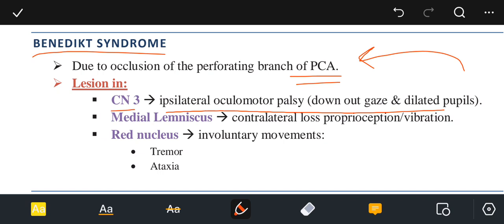On top of that, you know that most of the extraocular muscles are supplied by the cranial nerve 3, with an exception of superior oblique and the lateral rectus. So their action will predominate, and lateral rectus will push the eye outside, and superior oblique will push the eye down. So the eye will be down and out with a blown out pupil. Medial lemniscus, if that is damaged in Benedict syndrome, there will be contralateral loss of proprioception and vibration. And if the red nucleus is damaged, there will be involuntary movements like tremor and ataxia.